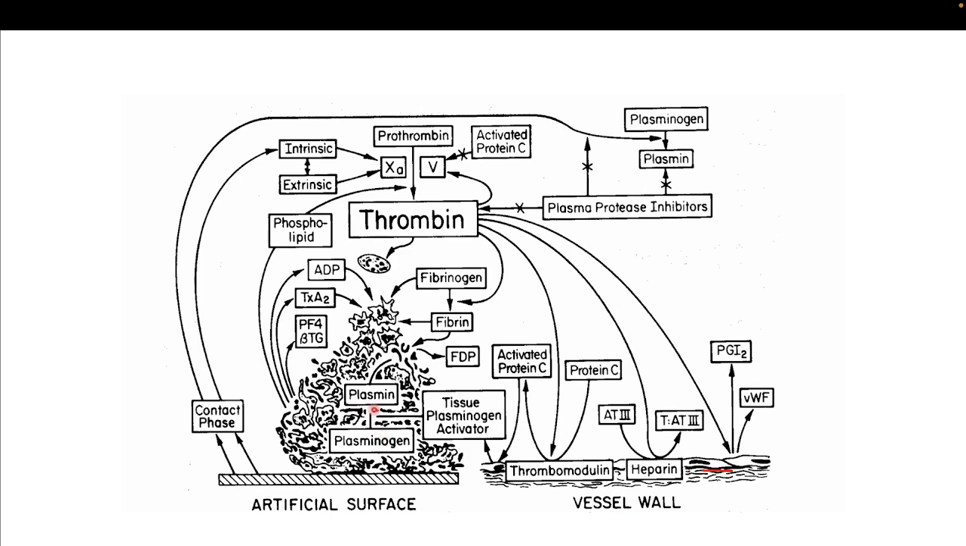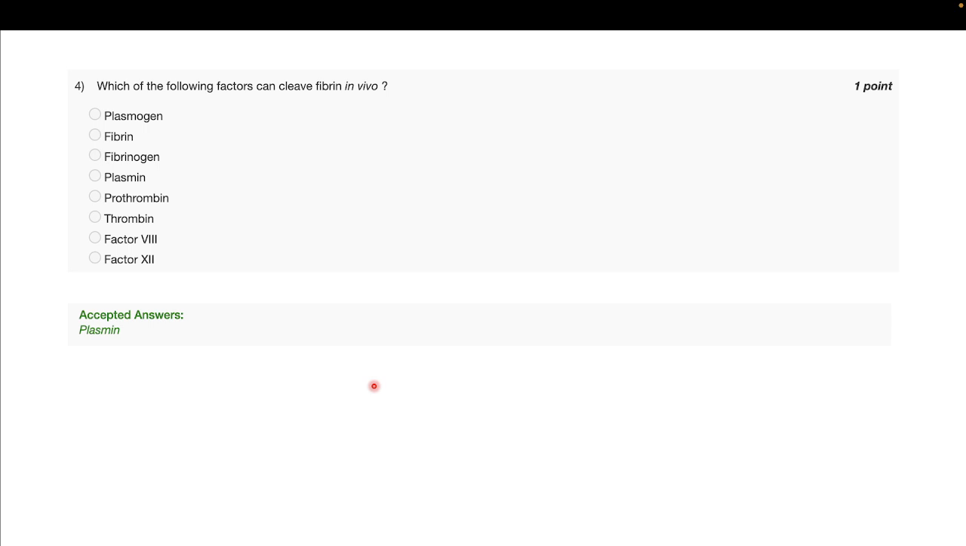So as I said, it's a cascade. One molecule will activate the next, then the next. So in this process, the clot will be dissolved. So the correct answer to this question is fibrin is cleaved by plasmin. Clear?